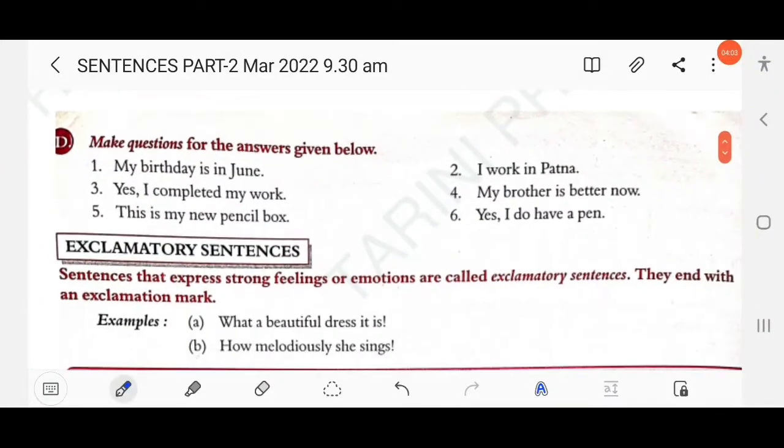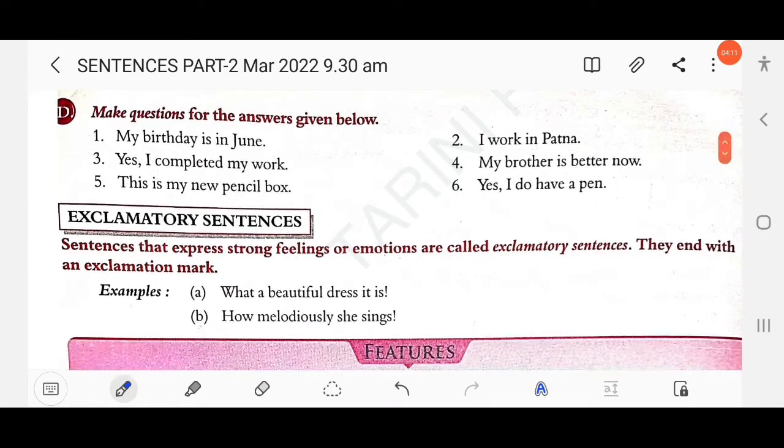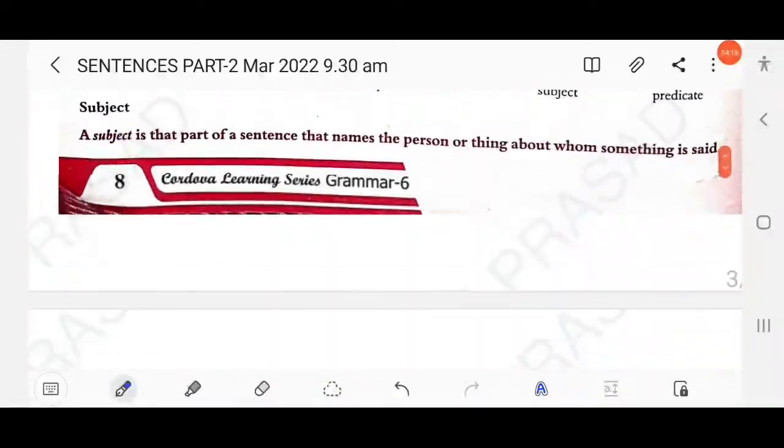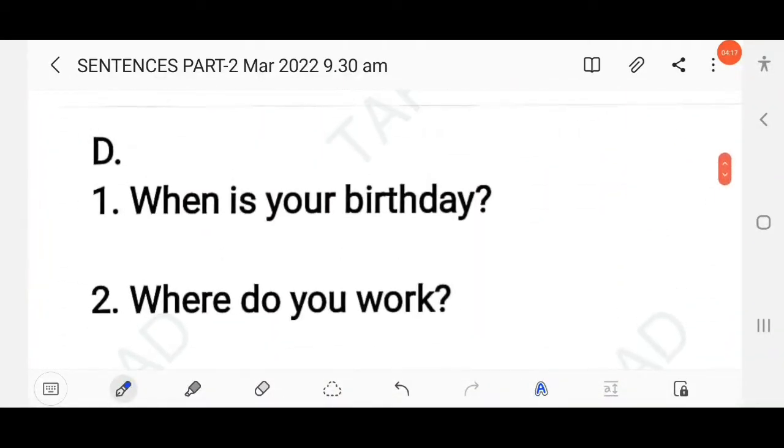Here, make questions for the answers given below. The answers are provided, and now you have to make the questions. My birthday is in June. This is simple present tense, is is used. You have to write the question: When is your birthday? As it asks the time, you need to use when. When is your birthday? Then use a question mark at the end of the sentence.